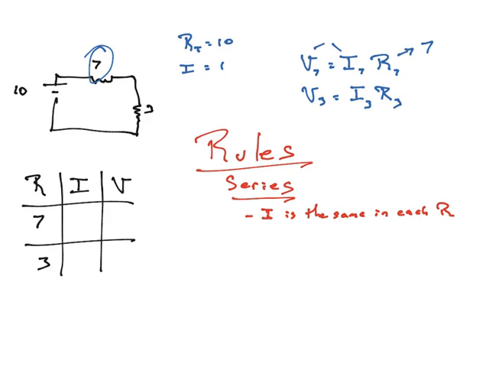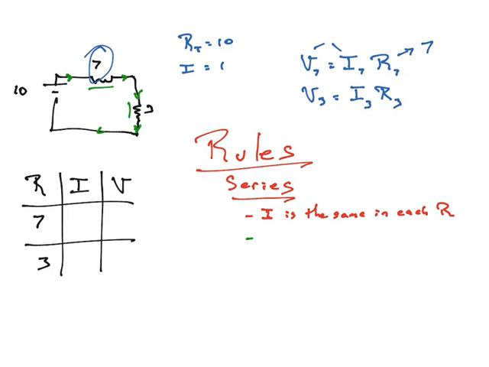If we have some current flowing out of our power source, well, that current has to hit the 7 first, and then it comes out of the 7, and then it has to hit the 3, and then keeps on going until it reaches the beginning of the circuit again. So the current is the same on the 7 and the 3. It has nowhere to go. It must flow through both. So if you know the current on the 7, then you know the current on the 3. They're the same value. Okay.